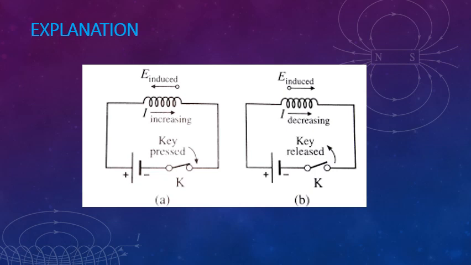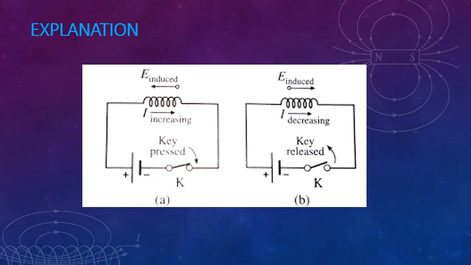When you press the key, it will take some time for the current to reach its maximum value from 0, and then it becomes stable. So, when the current changes from 0 to its maximum value, its magnetic field changes. When the magnetic field changes, the magnetic flux linked with the coil also changes, and it will lead to an induced EMF. This induced EMF will be in the same coil, and we call this EMF back EMF or self-induced EMF.